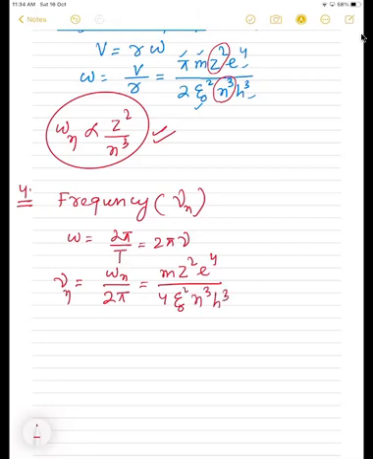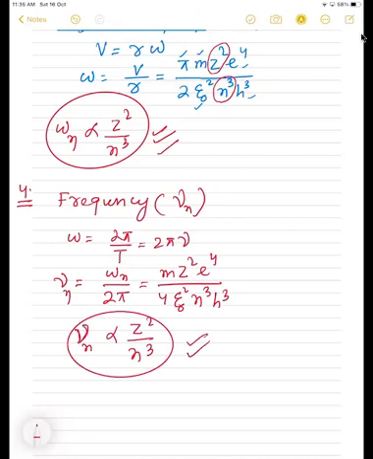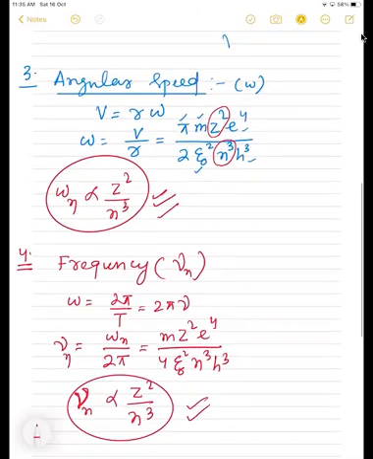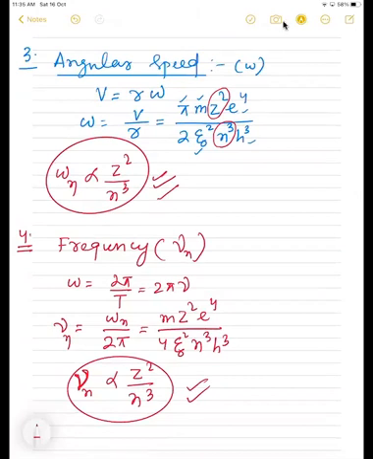In the same way, you can write nu n is proportional to z square by n cube. In the above case, angular speed was also like this. And here frequency, this is nu, right? Not V, this is nu, frequency. Understood? Number 3 and number 4 formulas, all written.